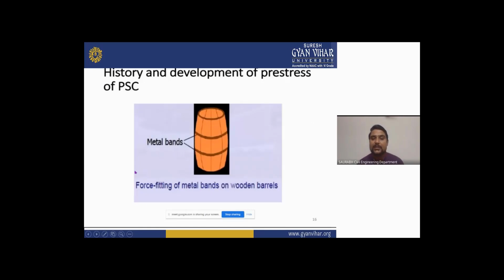Now we will see the history and development of pre-stressed concrete. Here metal bands are shown on wooden barrels. When filled with liquid, the metal bands resist and counter the hoop stress generated by the liquid. So the metal band works as a tensioning member.